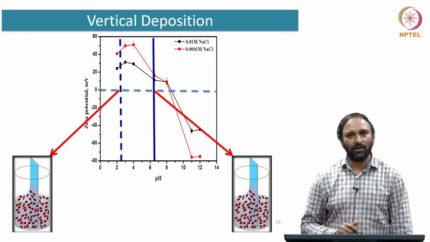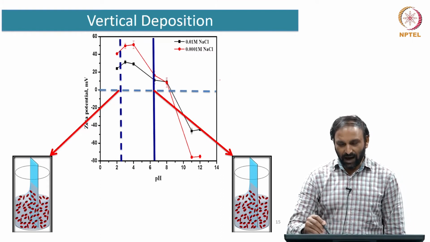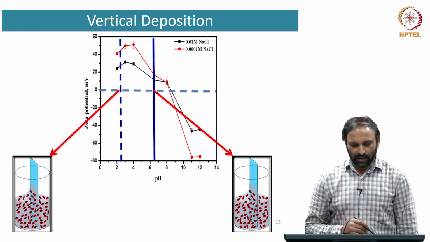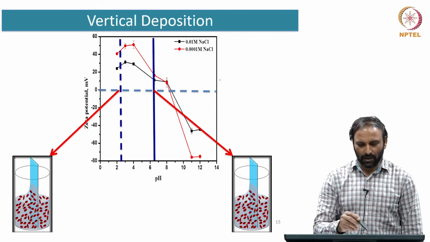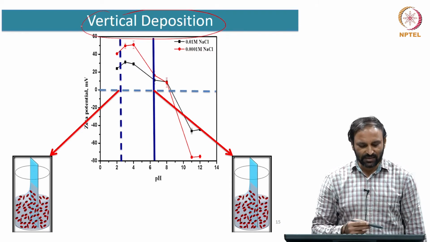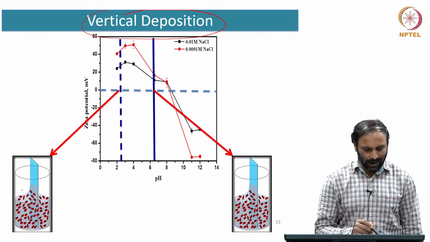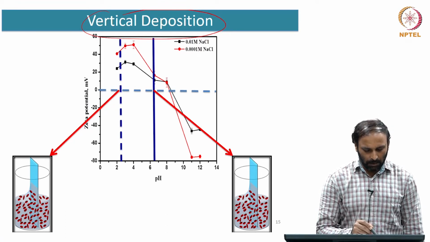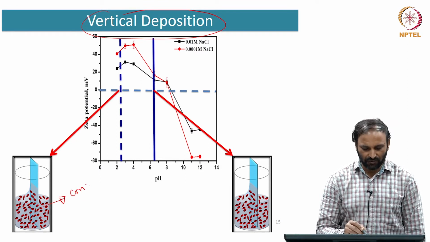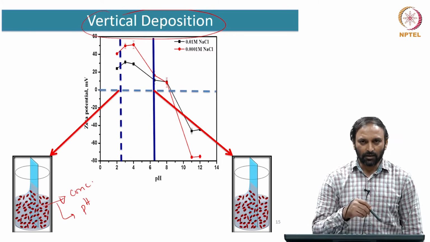So, another example of how one could manipulate the arrangement of particles on the substrate is from a technique called vertical deposition. In this technique, there is a dispersion which contains particles, and you maintain this dispersion at a certain concentration of particles, and you maintain the pH under certain conditions, and you let the fluid evaporate.